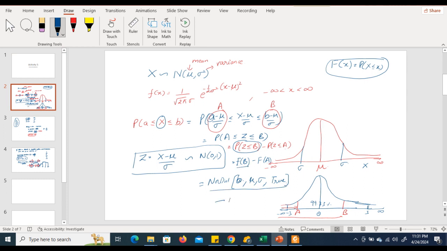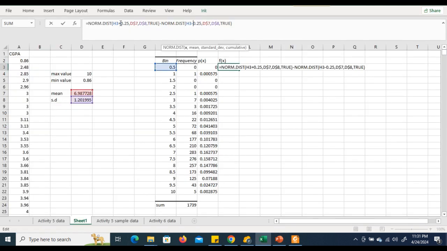Minus F of a means again the normal distribution of the lower limit. What is the lower limit? This is a, where mean is mu and standard deviation is sigma, and again we have calculated the cumulative distribution function, so we have used the option true here. So what is the meaning of this particular formula? Upper limit, mean, standard deviation, cumulative distribution, lower limit, mean, standard deviation, and cumulative.